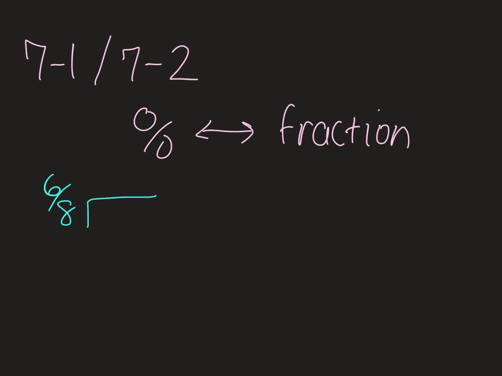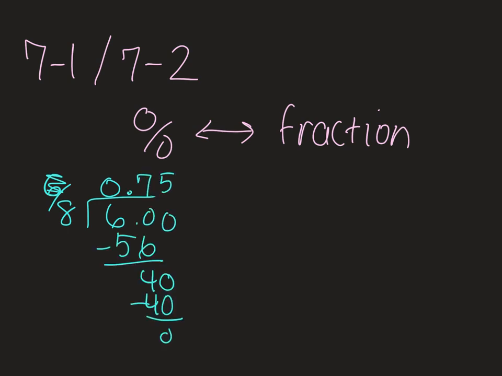Well, first I need to draw my house. 8 goes into 6 0 times. And I did the long division and I ended up with 0.75. Is that what I want? Well, no, I want a percent, but this is where I have to make a pit stop. I have to go from fraction to decimal, decimal to percent. So now the procedure is that you hop 2 times to the right, 75%.